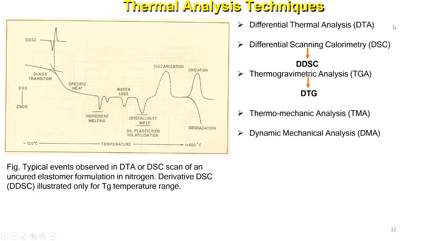So we first do the DTA, then DSC, or differential scanning calorimetry, or derivative differential scanning (DDSC). Then thermogravimetric analysis can be done. Then thermomechanical analysis (TMA) and DMA, dynamic mechanical analysis, can also be performed.